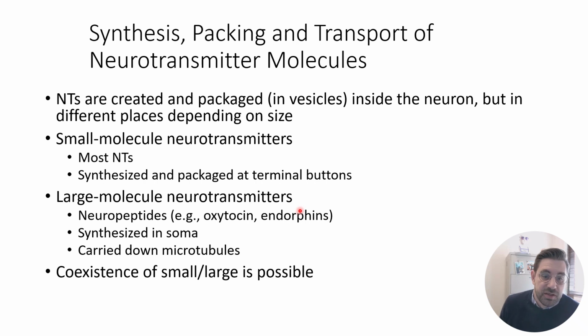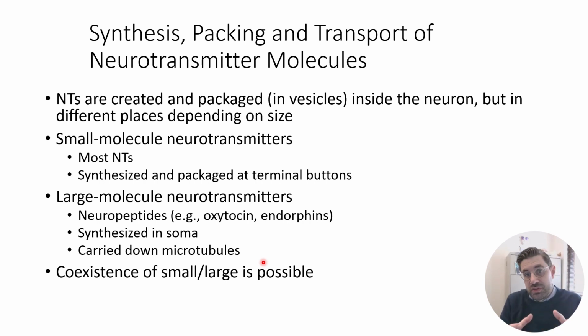Larger molecules, like neuropeptides, oxytocin, endorphins, that sort of thing, get made at the cell body, the soma itself, and then they get carried down those microtubules. One consequence of this is that a single neuron can make small neurotransmitters at the terminal buttons and also make larger neurotransmitters at the soma. And so a single neuron could release more than one kind of neurotransmitter. That's not always the case, but it can happen.